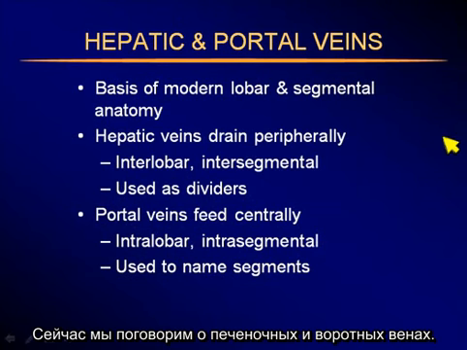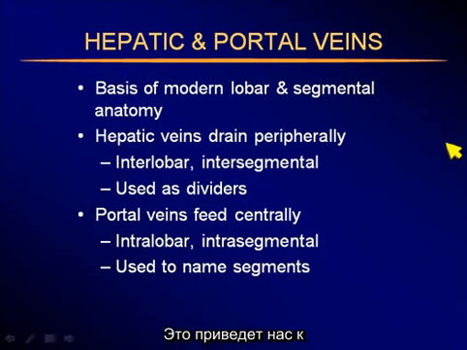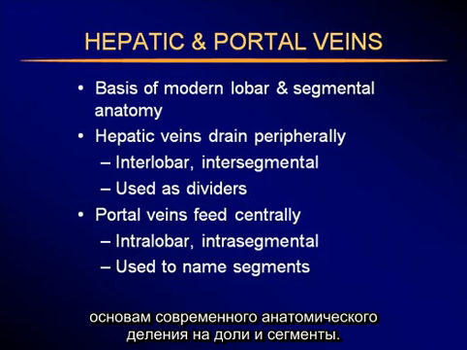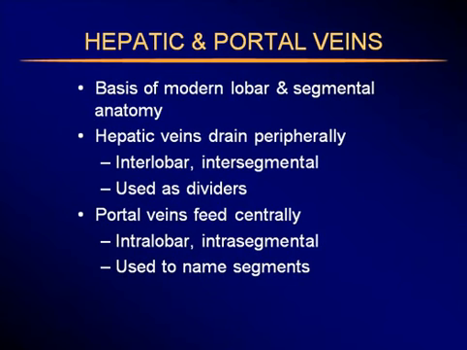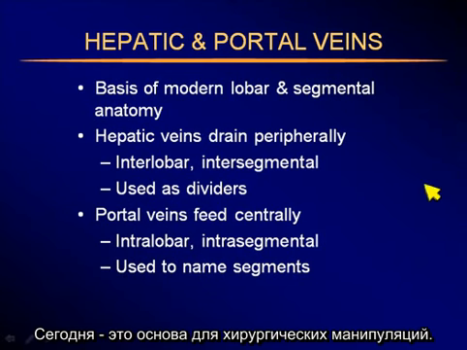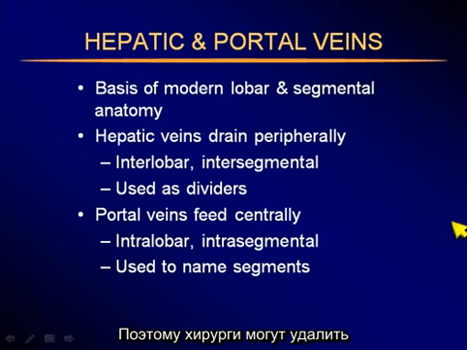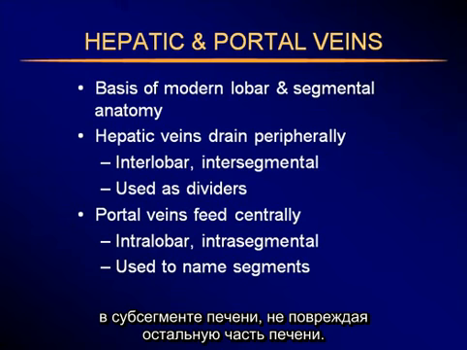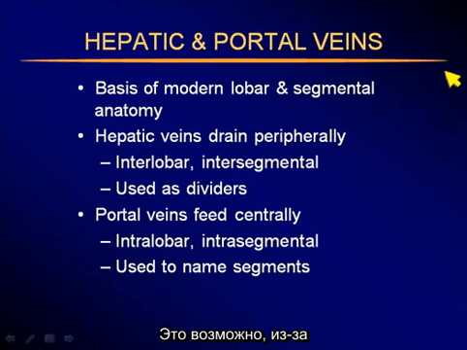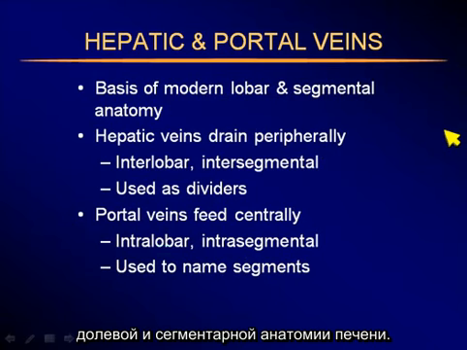So now that we've talked about the hepatic and the portal veins, this leads us into the basis of modern lobar and segmental anatomy. This is the basis of surgical procedures nowadays. This is the reason why surgeons can go in and remove a subsegment of the liver, let's say a metastasis in a subsegment, and not harm other parts of the liver. This is possible because of now our understanding of this lobar and segmental anatomy.